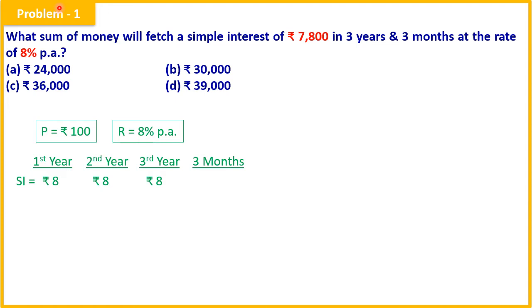Now, 8 rupees is the interest of 1 year. So, what is the interest of 3 months, the so-called 1 quarter? It is 1/4 of 8 rupees, that is 2 rupees. So, the total interest that he has received on 100 rupees in 3 years and 3 months is 26 rupees.